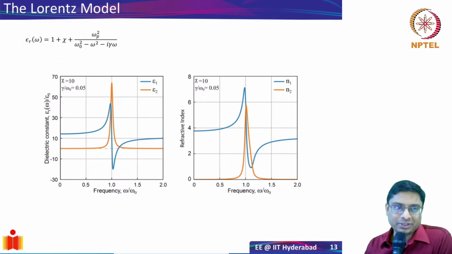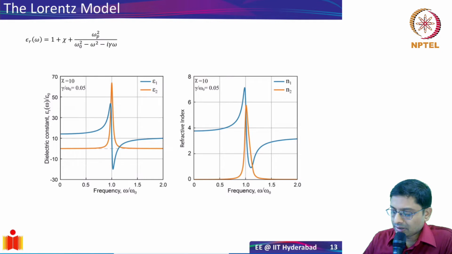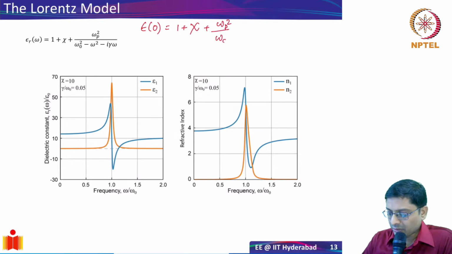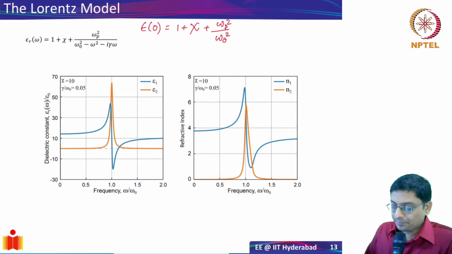Let's consider the situation first in the extremes. So let's say, what is the epsilon at zero frequency? If I put omega equal to 0, I'll end up with 1 plus chi, the susceptibility, plus omega p square by omega naught square.